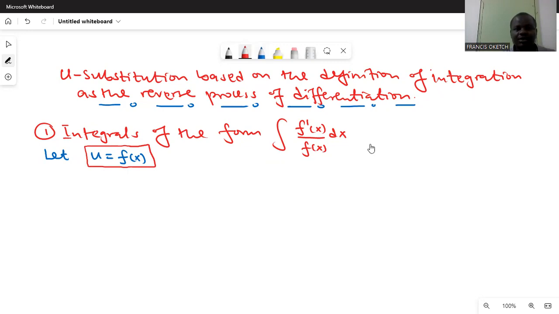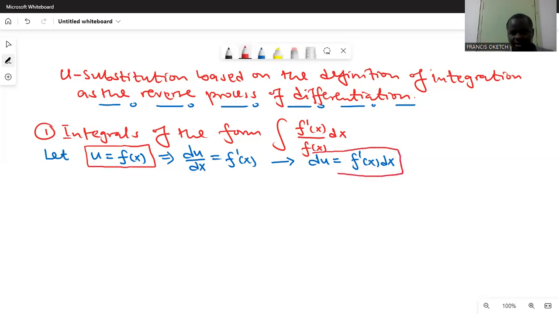And every time you make a substitution, you must find the derivative. So this means that du/dx is equal to f prime of x. Or it means that if I cross multiply, I will have du equal to f prime of x dx. So that is the substitution. Whenever you make a substitution, you must also find the corresponding differential. So we are going to substitute that.